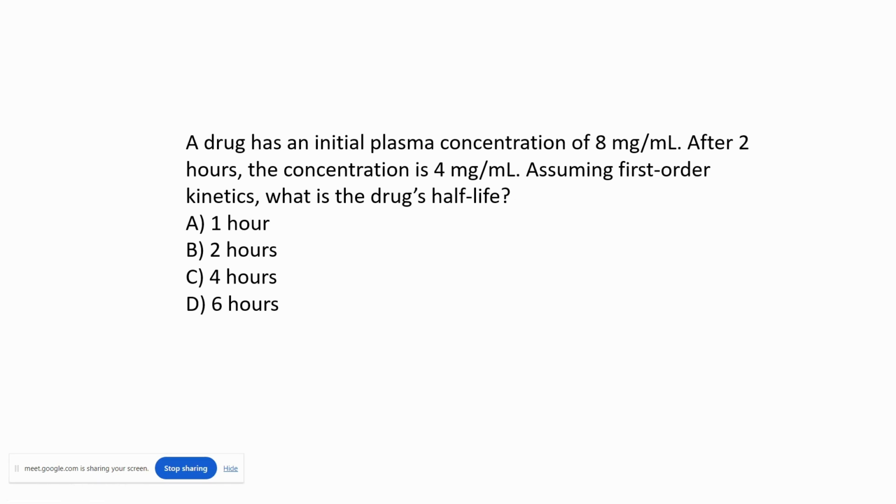If it was some other concentration, then you need to calculate your K from that, and then using that K you put it into the first order reaction to get your half-life.